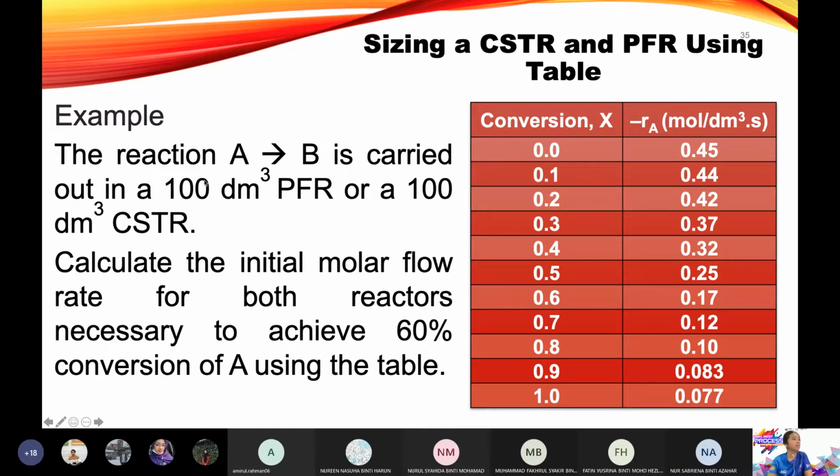So this is here. Reaction A and B is carried out in 100 dm cube PFR or 100 dm cube CSTR. Okay, so you imagine now, let's say in your plant, you already have an existing reactor. So kamu kena faham juga, when I teach you how to solve the question, we also have to imagine different scenarios in your chemical plant. Of course, ideally apa kita buat adalah, we know a reaction, we have the data, we know the volume of the reactor, kita design reactor yang baru, kita beli reactor tu.